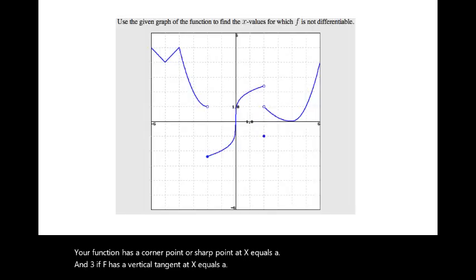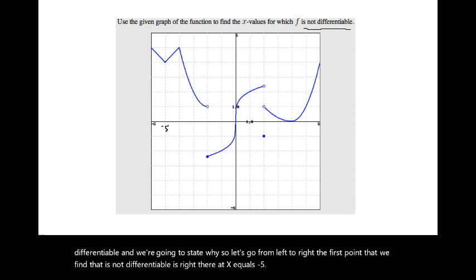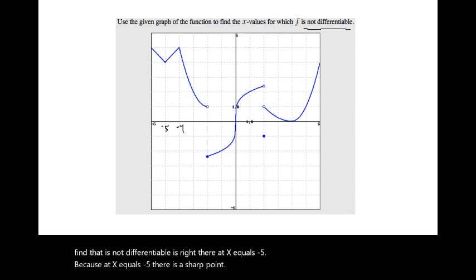So this graph here has a lot of problems. We're going to identify where this graph is not differentiable, and we're going to state why. So let's go from left to right. The first point that we find that is not differentiable is right there at x equals negative 5, because at x equals negative 5, there is a sharp point. Next point where it's not differentiable is here at 4, again, because it is a corner point. Corner points are not differentiable.